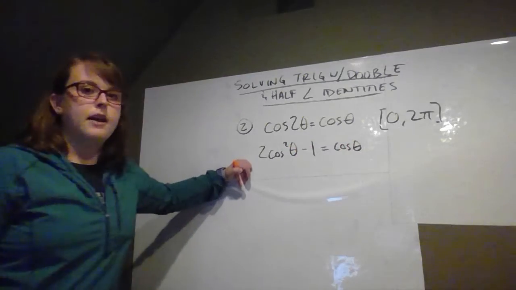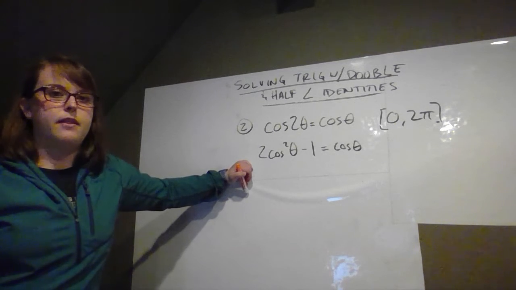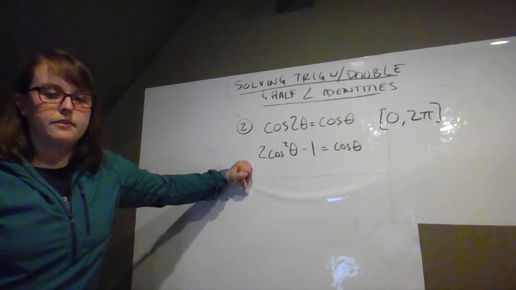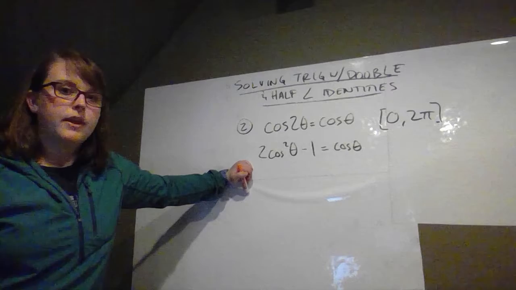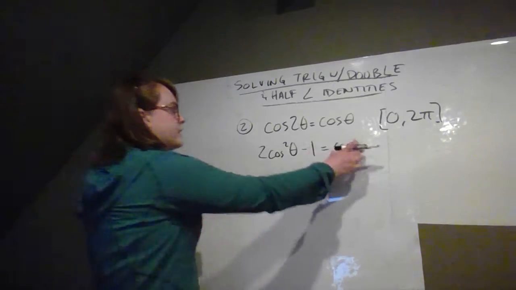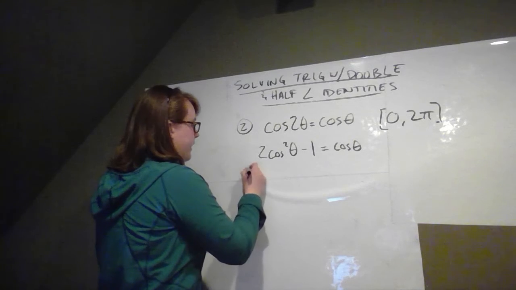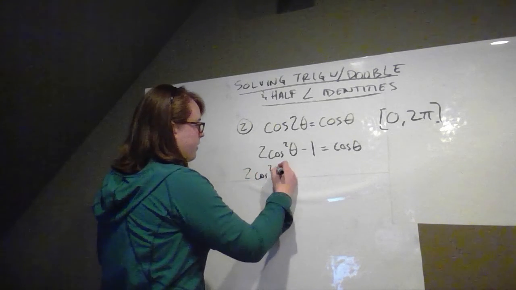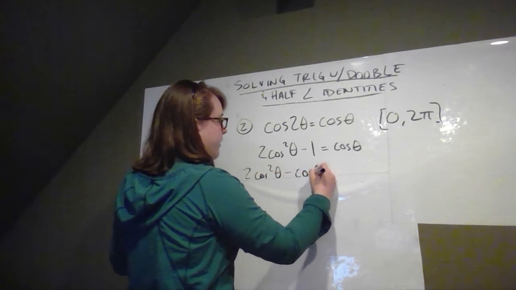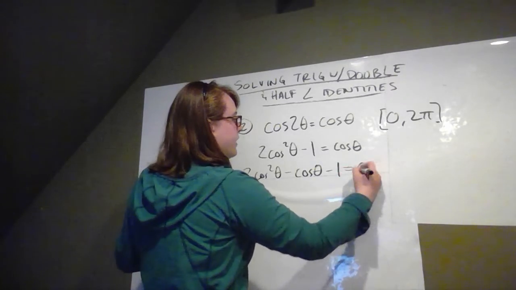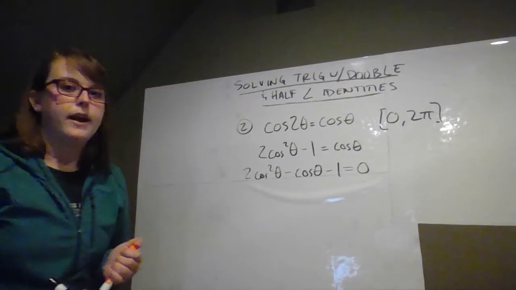Because then this looks a lot like a trig equation that we've solved in the past. It does involve factoring of trig equations. So here we go. We're going to subtract cosine from both sides to set this thing equal to 0. So we get 2 cosine squared theta minus cosine of theta minus 1 equals 0 when I rewrite it.